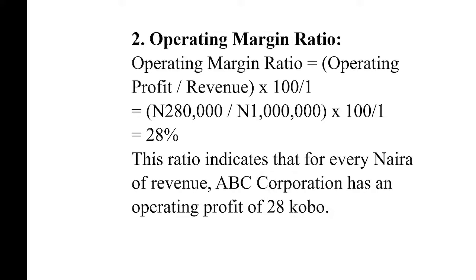Then two, operating margin ratio. Operating margin ratio is equal to operating profit over revenue times 100 over 1. The operating profit is 280,000 divided by sales of 1 million times 100 over 1. That will give us 28%. This ratio indicates that for every naira of revenue, ABC Corporation has an operating profit of 28 kobo. So for every revenue they sell, they make 28 kobo operating profit.